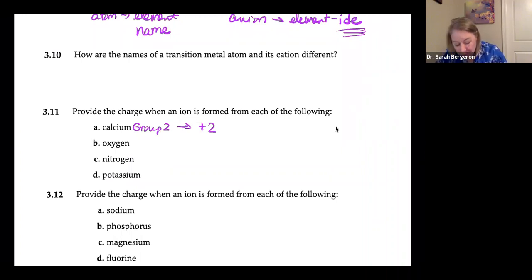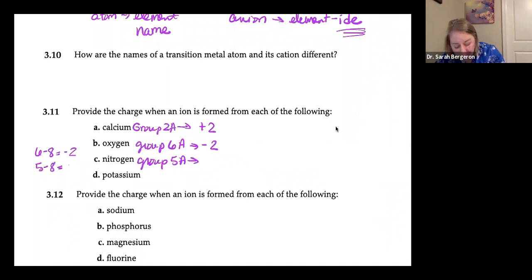Oxygen is in group 6A. So remember, how do you do this? You do 6 minus 8, which gives you a -2. So this is going to be a -2. Nitrogen is in group 5A, or group 15. So you're going to do 5 minus 8, which gives you -3. Okay, potassium. Potassium is in group 1A. And remember, you don't have to subtract for groups 1, 2, and 3. And that's a +1. Okay.